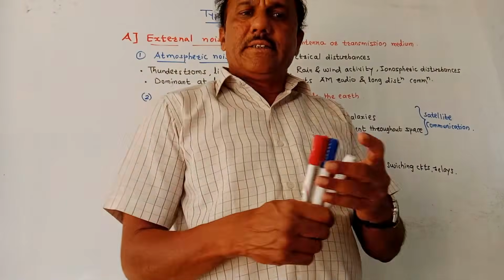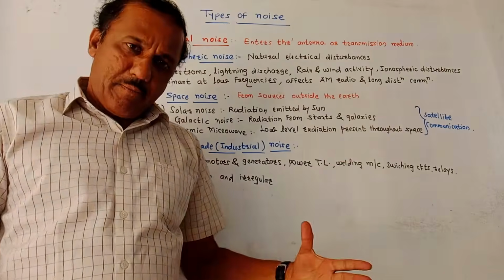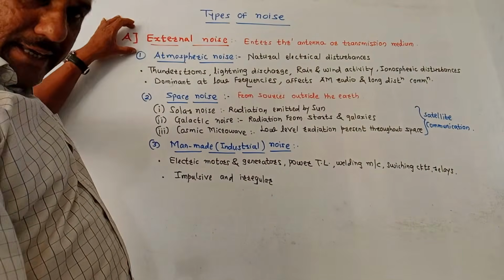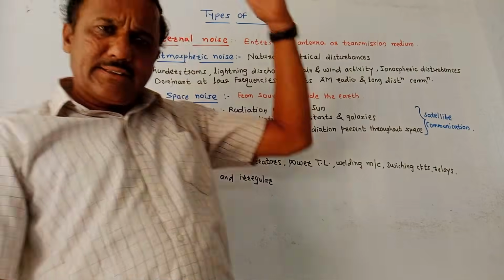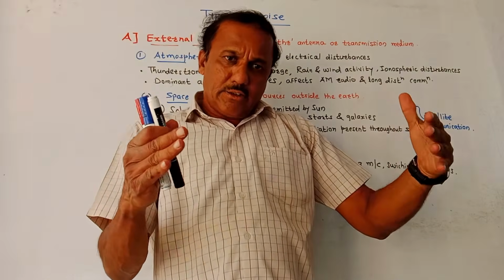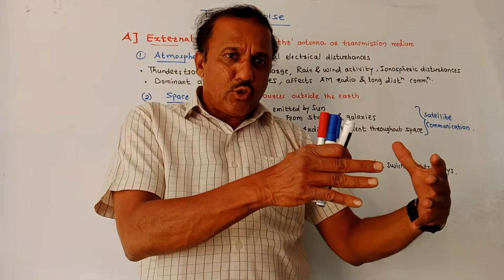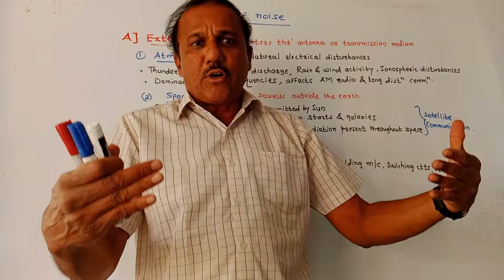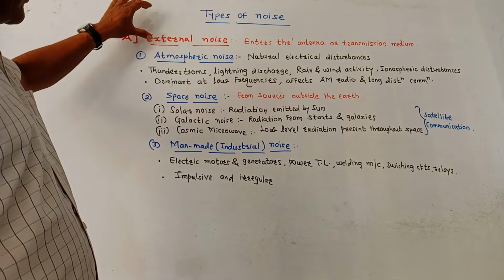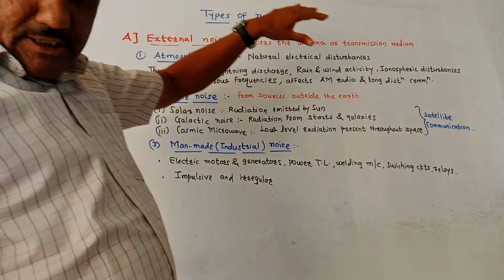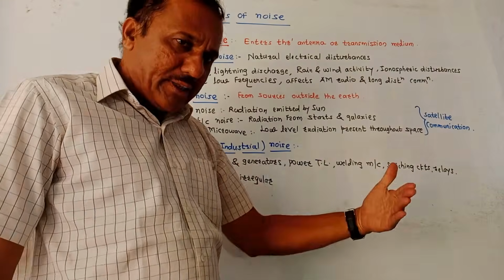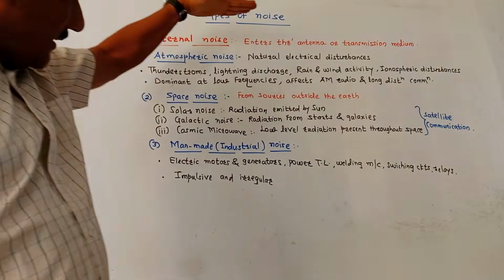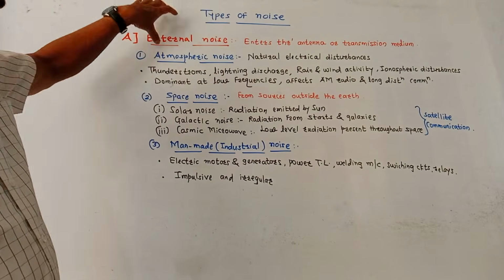Now let us discuss different types of noise. As I mentioned, there are two broad categories of noise. So first, part A, is external noise. As the name indicates, these types of noise get added into the signal externally from outside of the communication system. So this type of external noise enters into the system or gets added with the signal through the antenna or transmission medium. Now there are different subcategories of this external noise.